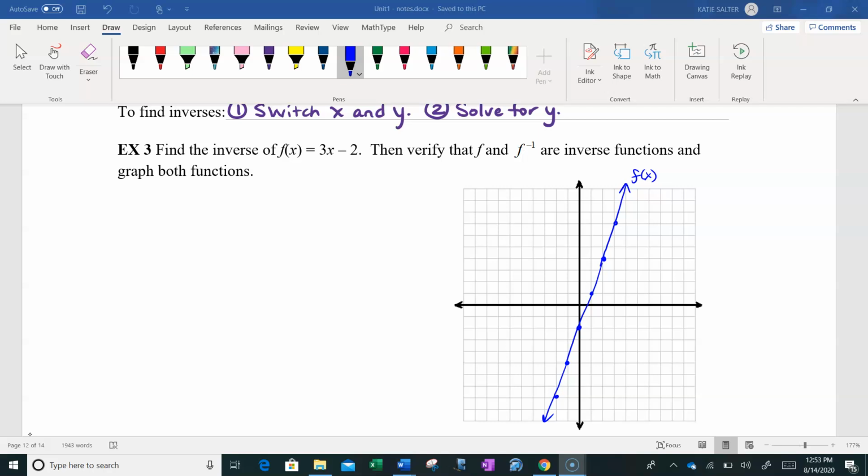All right, first we're going to find its inverse function. So to do that, I'm going to write it down. f(x) is equal to 3x - 2. And I'm going to first replace this and put y is equal to 3x - 2.